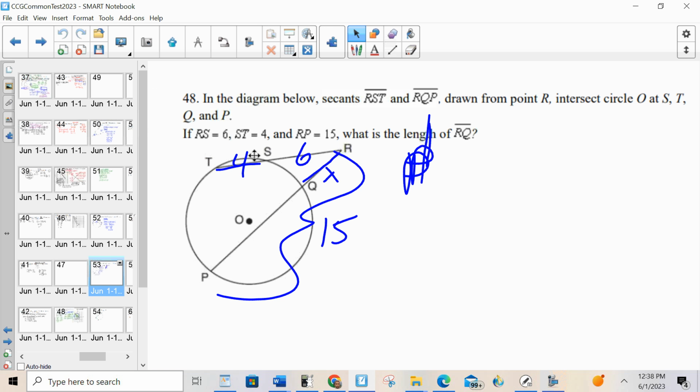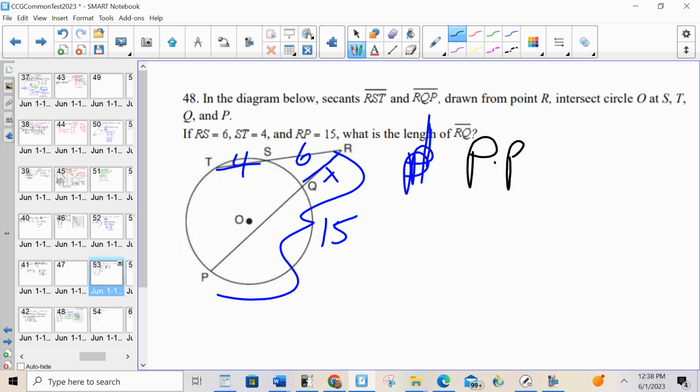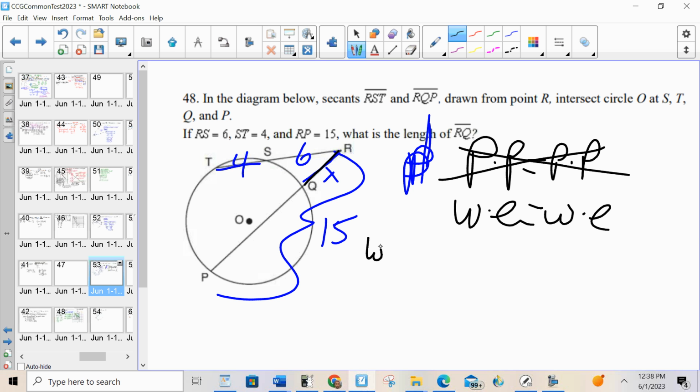So we don't have arcs and angles. We have segments. So for segments, use PP and WE. Those are your two segment rules. PP, WE. The E stands for exterior. Do I have an exterior piece? Yes. So it's WE, which is whole times exterior equals whole times exterior.